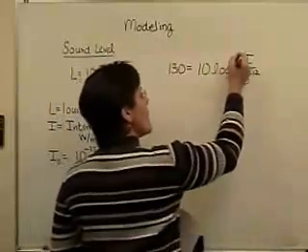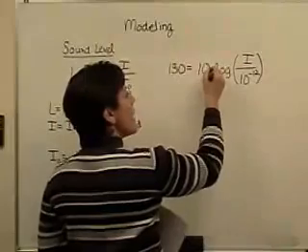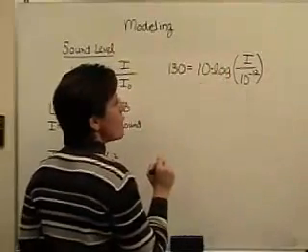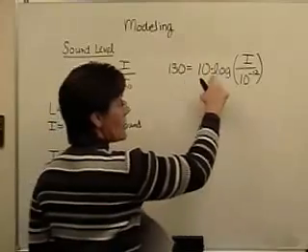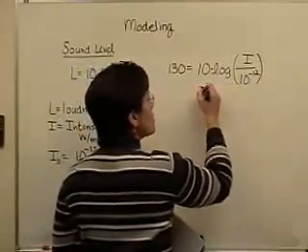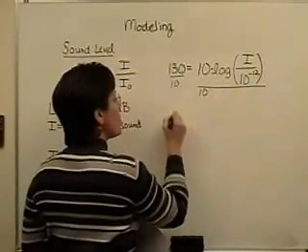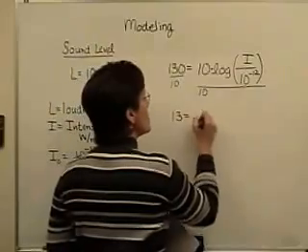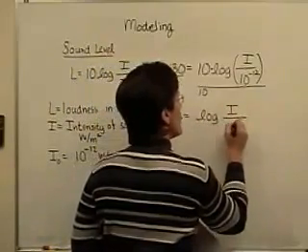And I'm going to put this in parentheses so you can see that it's a log of all of that. Whenever I have a factor in front and I'm looking to solve an equation, I should divide both sides by that factor so I can just have the equation with the log all alone. So I'm going to divide both sides here by 10. And I'll have 13 on the left equals the log of I over 10 to the minus 12.